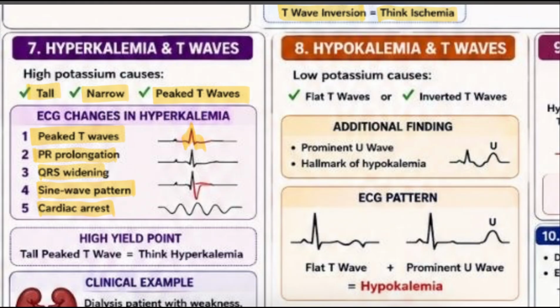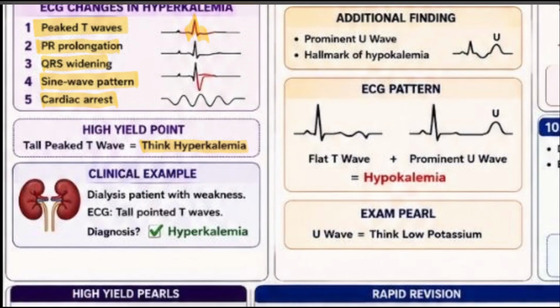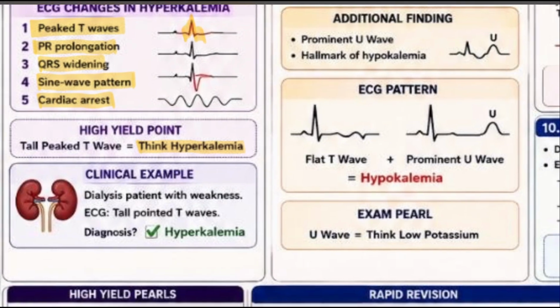Tall peaked T wave: whenever you see that, you have to think about hyperkalemia. In a clinical example, a dialysis patient arrives with weakness, and the ECG shows tall pointed T waves.